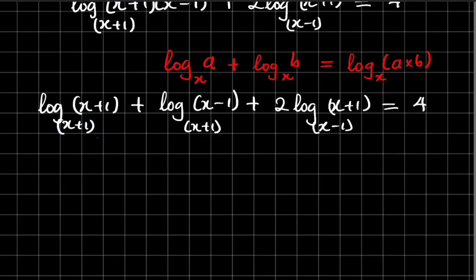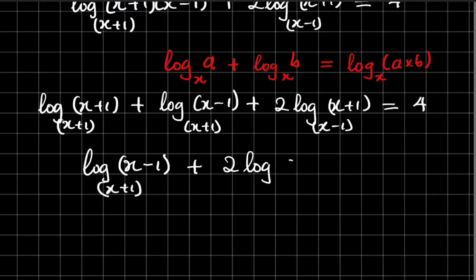Let's transfer this 1 back to this side, then subtracting from 4, that will give us 3. So everything here will be equated to 3. So what do we have here? We have log x minus 1 base x plus 1, plus 2 log x plus 1 base x minus 1, is equal to 3.